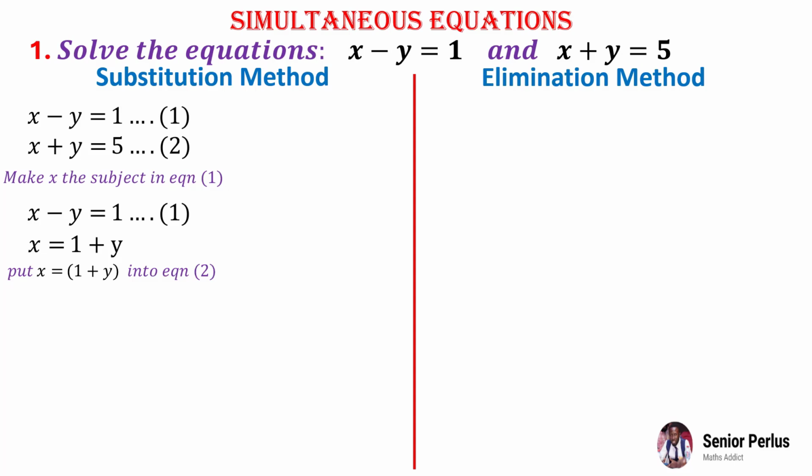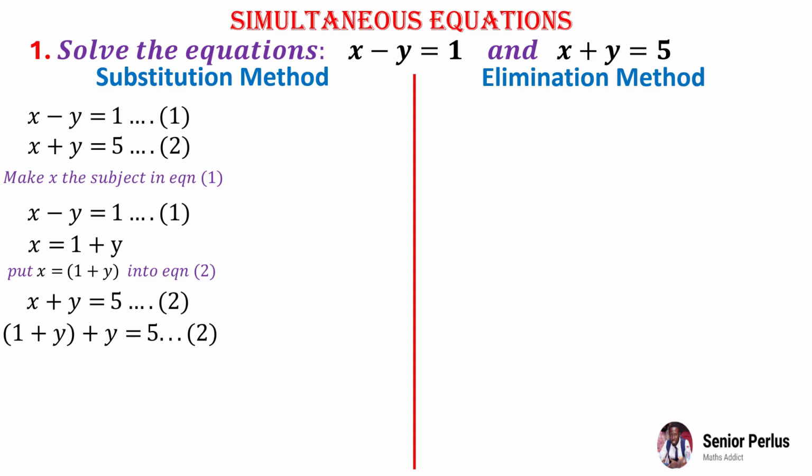Then I'll put this x equals 1 plus y into equation 2. Why equation 2, not equation 1? You can't put it into equation 1 because you made x the subject in equation 1. If you do that, the system may crash. So you put this into equation 2. Anywhere I see x, let me put 1 plus y in there, because we say x equals 1 plus y. So this is our new equation 2.